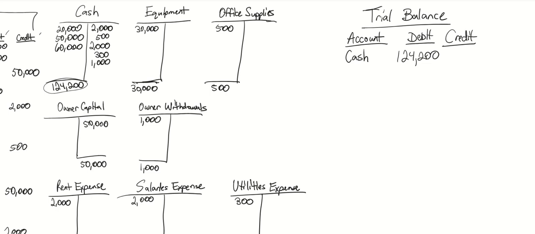The next account out of the assets that we see here, cash, equipment, office supplies, that needs to be displayed in the trial balance, is going to be your office supplies.